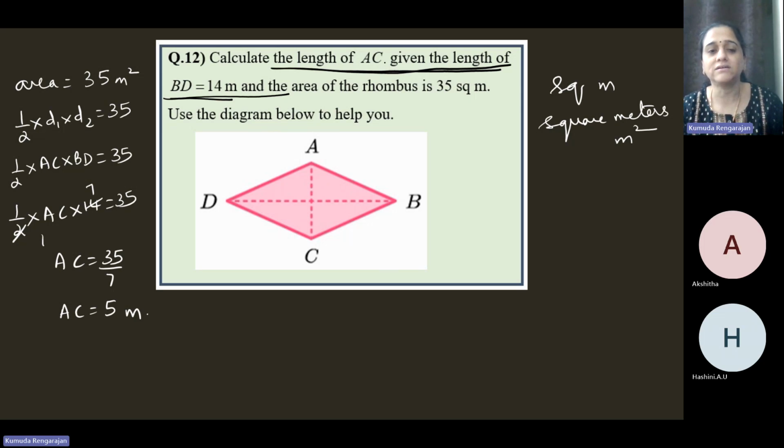And in a rhombus, the diagonals are not equal also. In a rhombus, the diagonals are not equal. Okay, and it is nowhere given in the question that AC and BD have the same length.